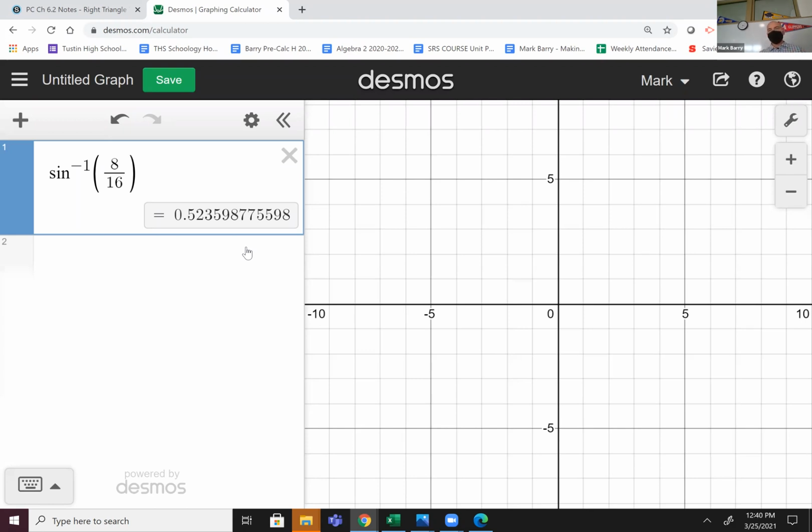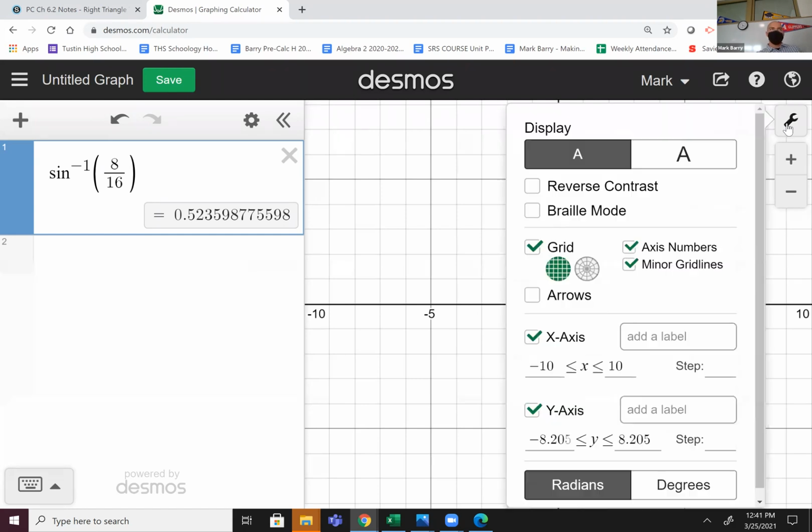Well, how do I verify that? Well, every calculator that does sine, cosine, or tangent has somewhere to change the mode from radians to degrees and vice versa. On Desmos, it's this wrench up here. If you click on the wrench in the top right, you can see on the bottom here, it says radians or degrees, okay? Right now, you can see that radians is highlighted. So that means that this answer is in radians, okay?